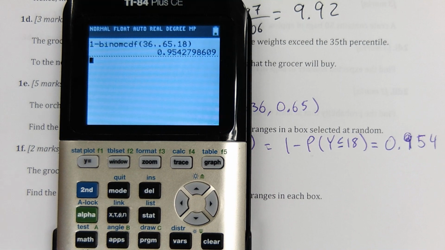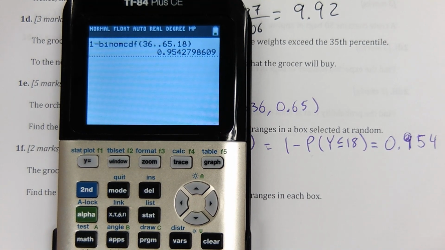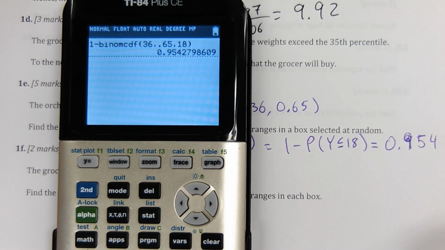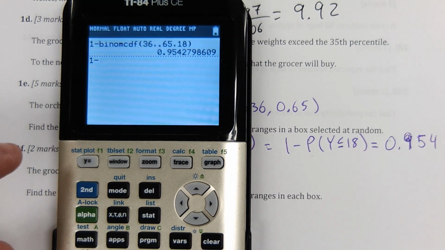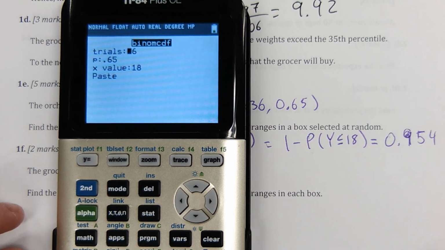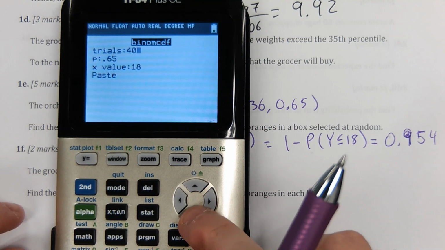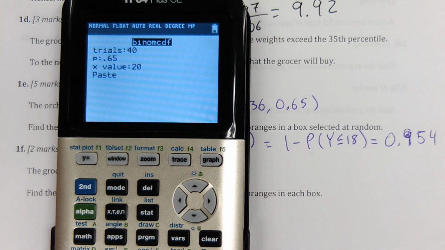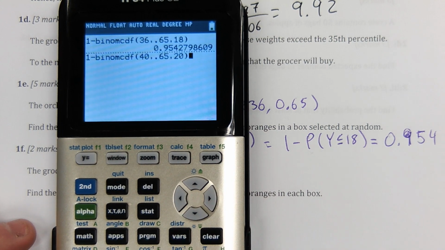So since it was more than half, but it was a ratio of 36, if it changed the number, like if it was a box of 40, would the number still be the same? If there were 40 trials and we were still trying to get more than half, I think it would stay the same. Yeah. Want to find out? Okay. 1 minus, 40 trials, and we want this to say 20. So we said more than half again. I think it's going to give us the same result.